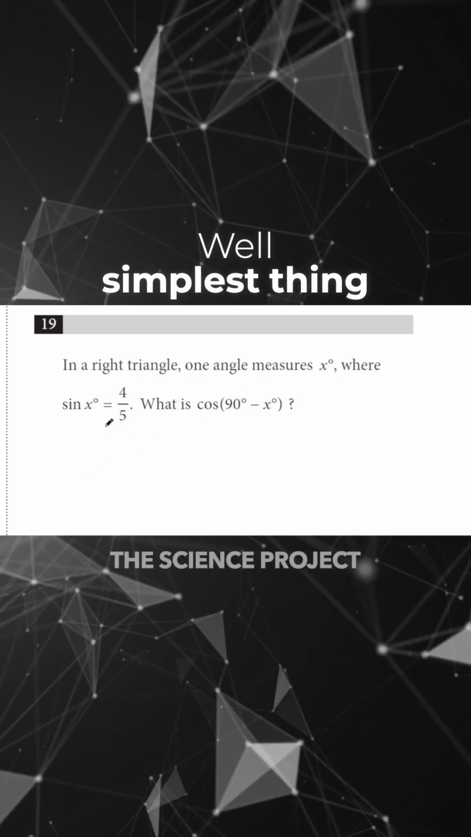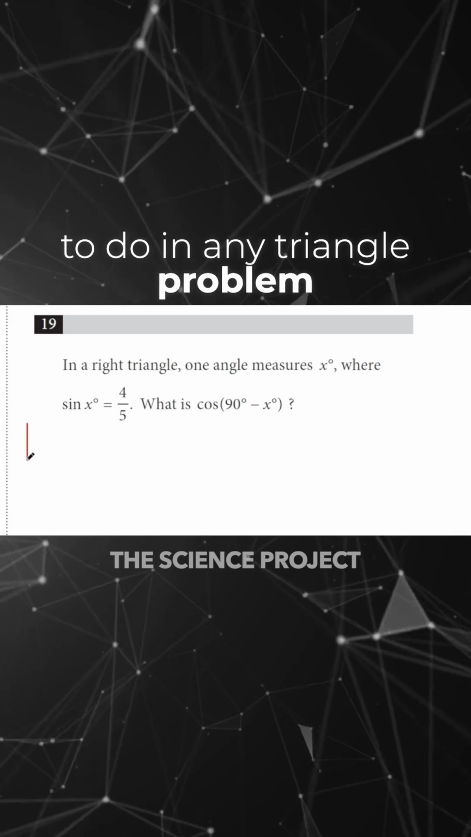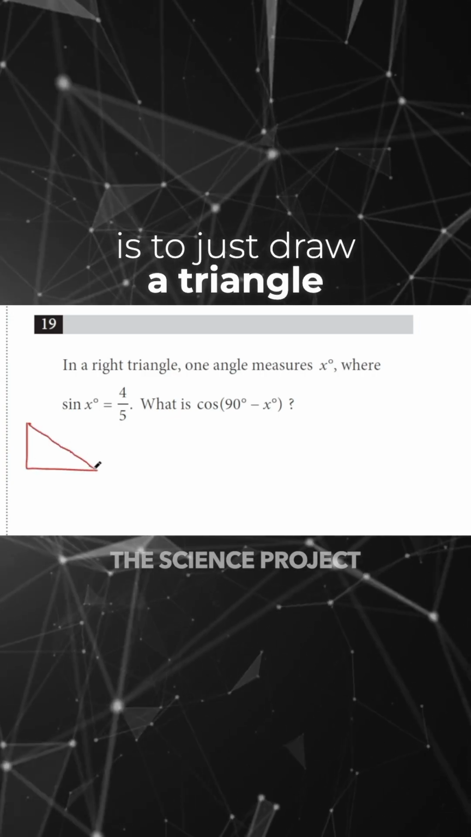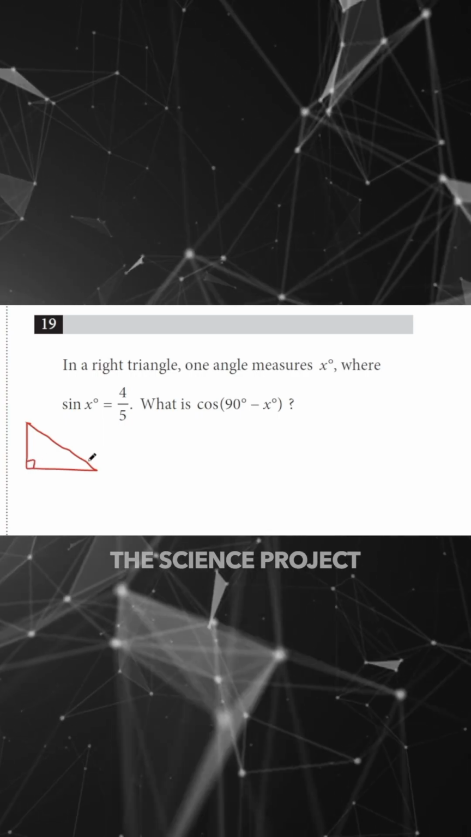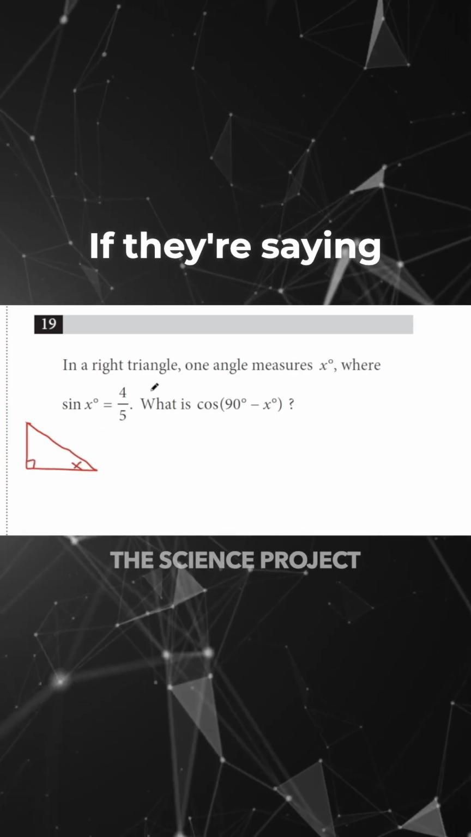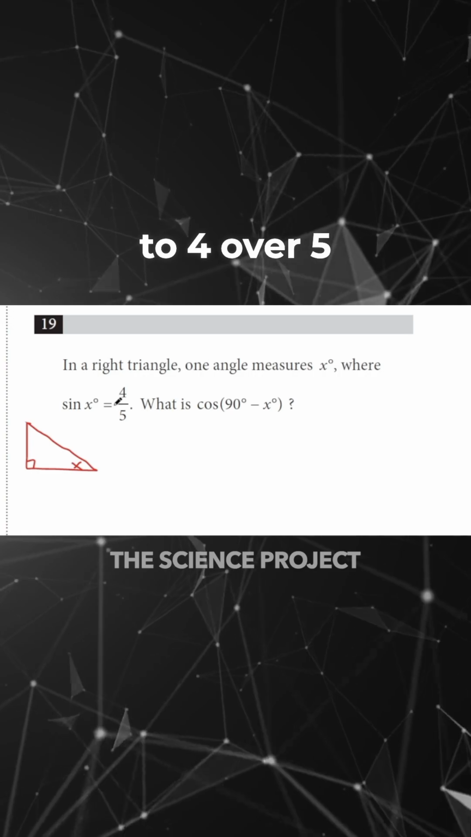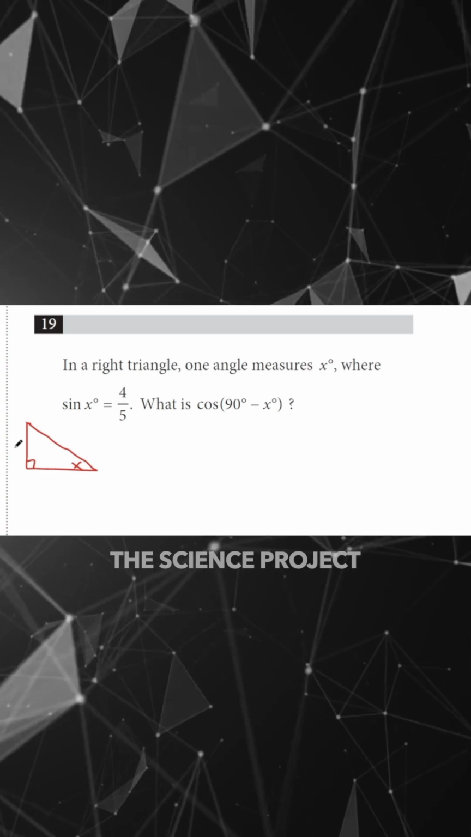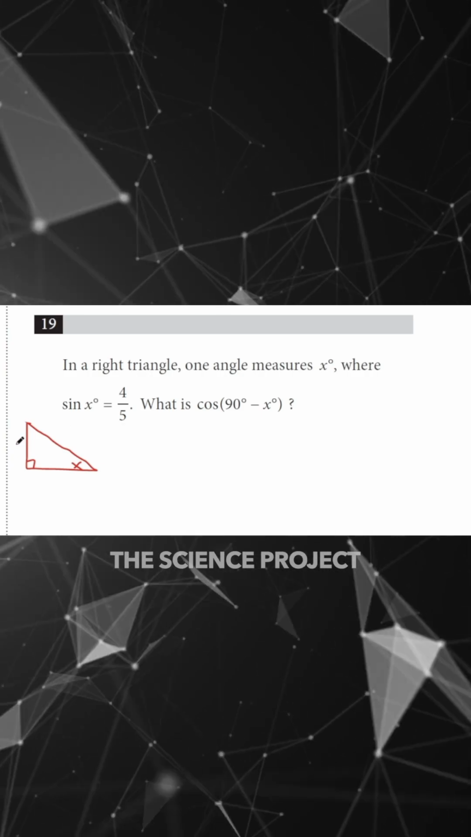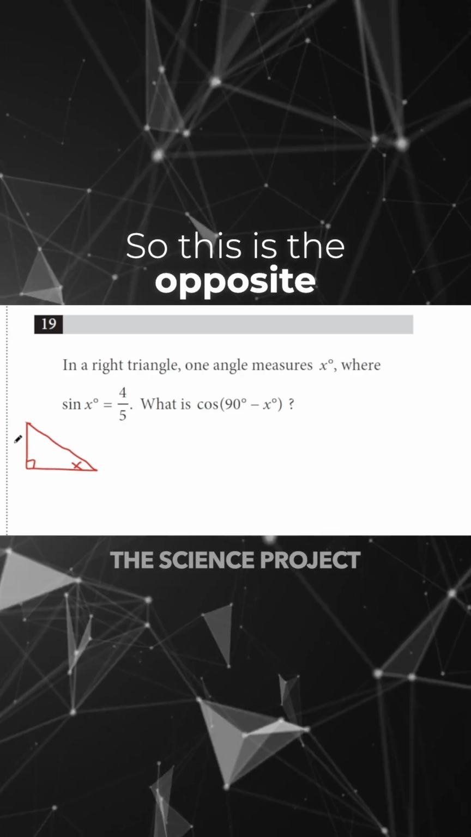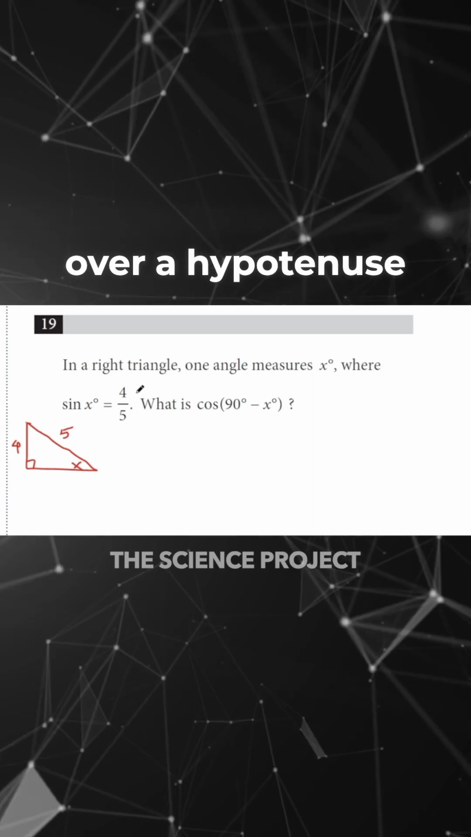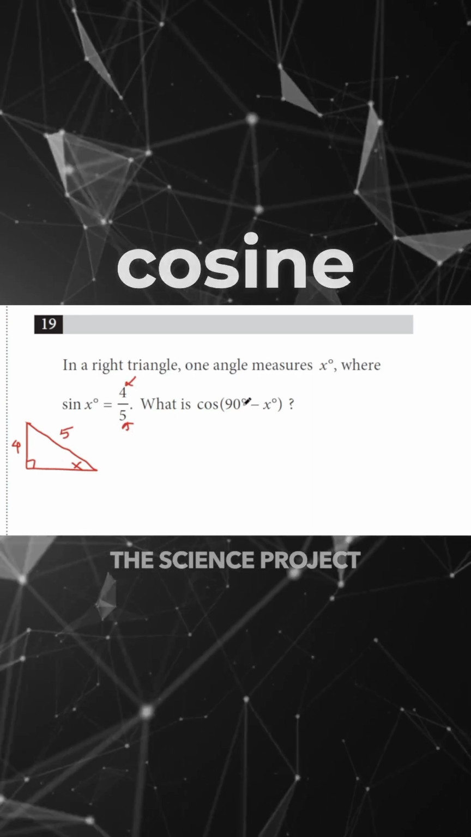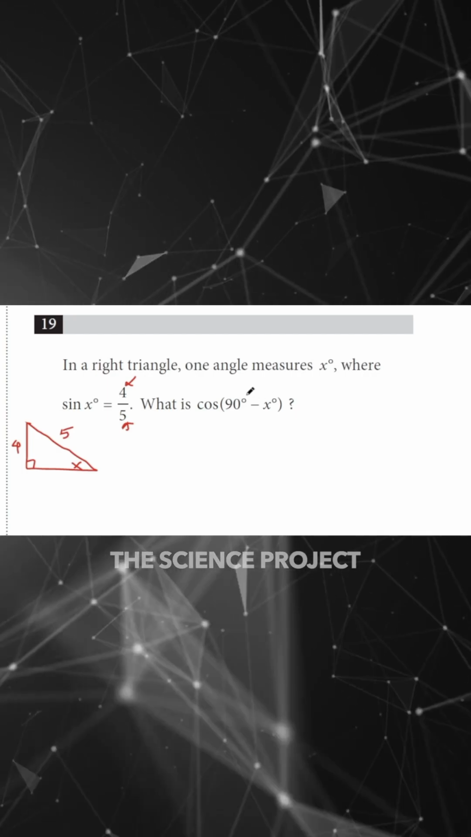Well, the simplest thing to do in any right triangle problem is to just draw a triangle. So this is our right angle, and let's call this x. If they're saying sine of x is equal to 4 over 5, well, what is sine? If you remember SOHCAHTOA, sine is the opposite over the hypotenuse. So this is the opposite over the hypotenuse. Opposite, hypotenuse. And now it's asking, what is the cosine of 90 degrees minus x degrees?